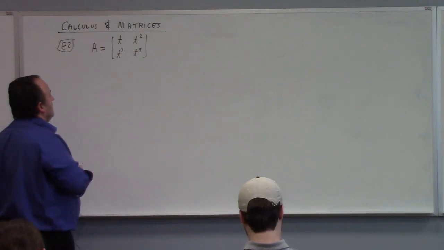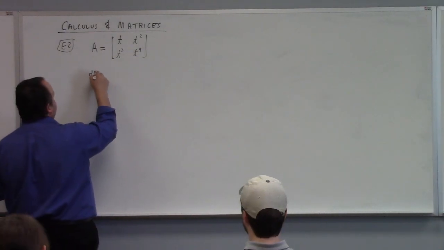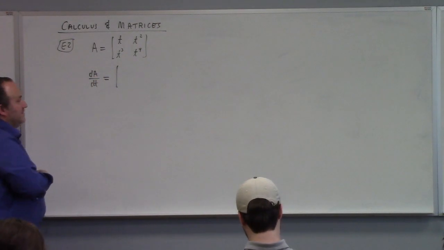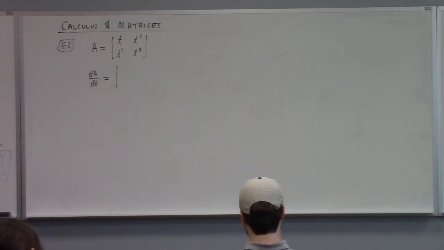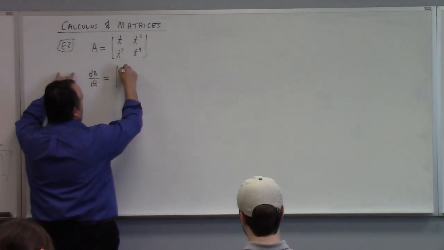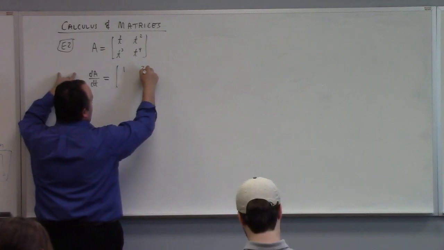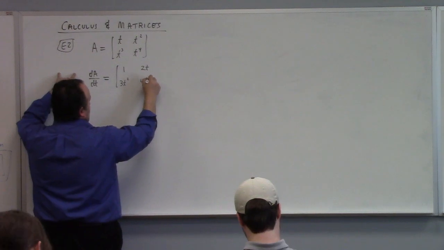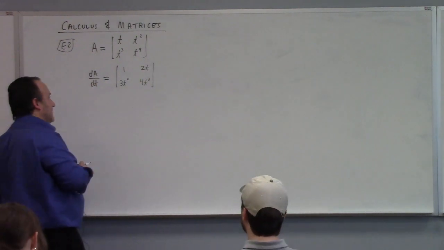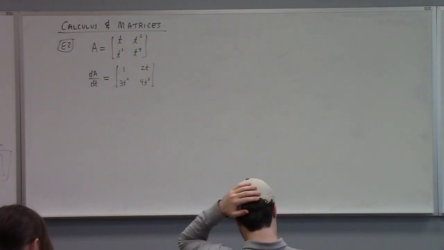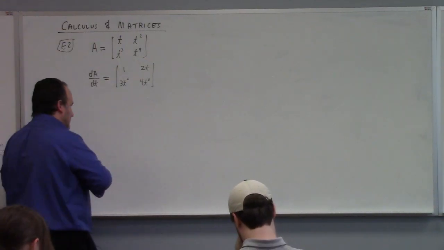So what would dA dt mean? How does that work? Well, the way that works is simply differentiate component-wise. So we differentiate each component separately. Like the derivative of t is what? 1. Then we got our 2t over here, 3t squared over there, and then 4t cubed. So that's the derivative of a matrix. Have I talked about differentiating matrices in here before? No, okay, just checking. My mind plays tricks on me sometimes.